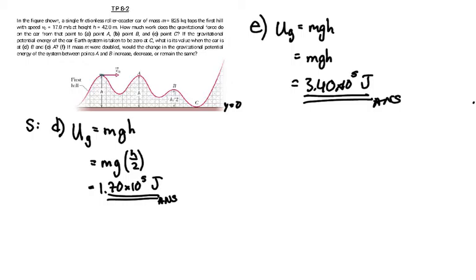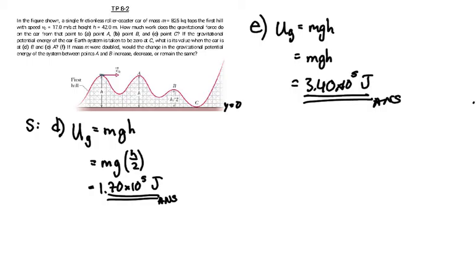Alright, so let's think about our answer here for part E. At point A, we have 3.4 times 10 to the 5th joules of gravitational potential energy. And how much work does the force due to gravity do to get the car from point A down to point C? It does the same amount of work as energy is stored in the gravitational force at that height.